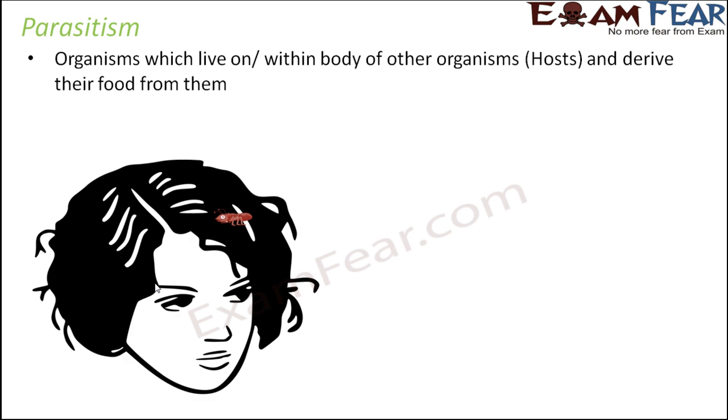So the best example that you can relate here is the lice, which is often present on the human hair. So the lice are present on your hair, so it is actually living on the body of another organism. So human beings are hosts for them, and the lice derive their food from our hair. It feeds on the blood, it sucks the blood from our head, and that's how it gets its nutrition.